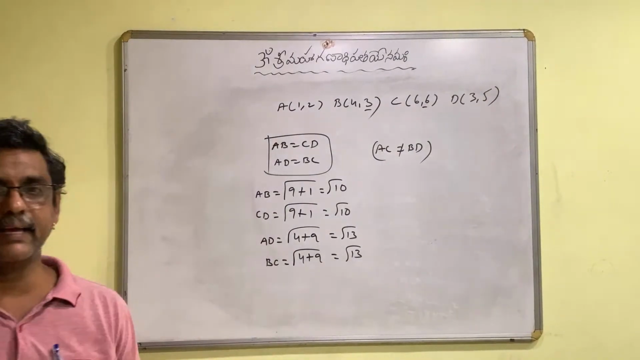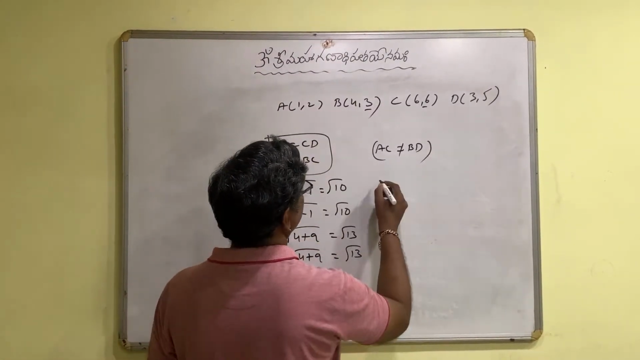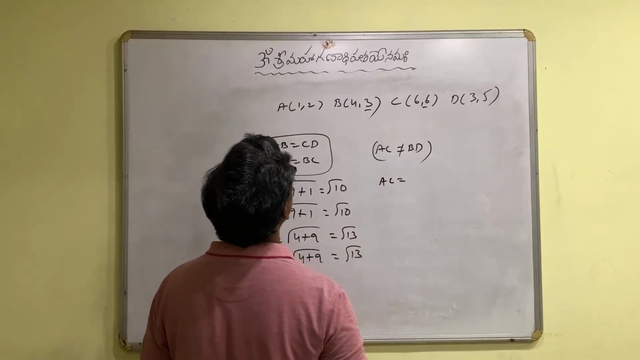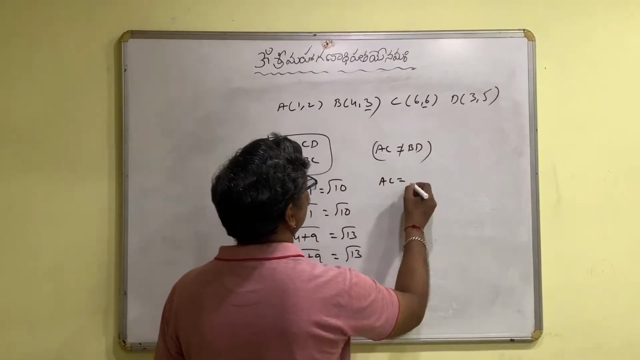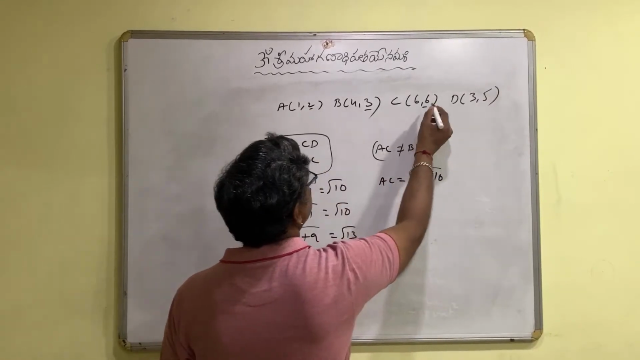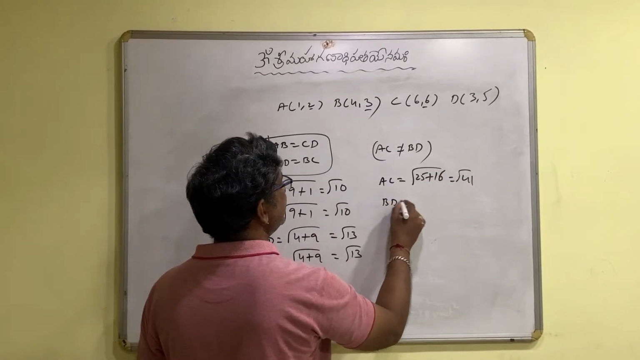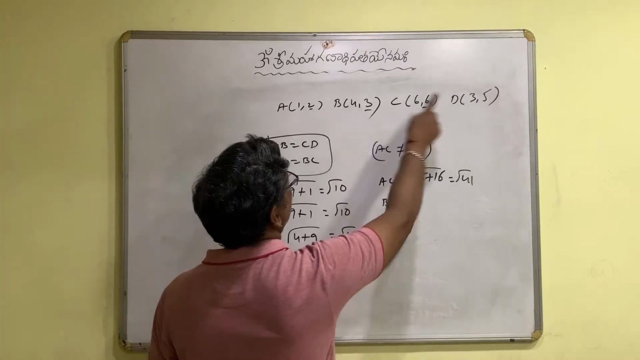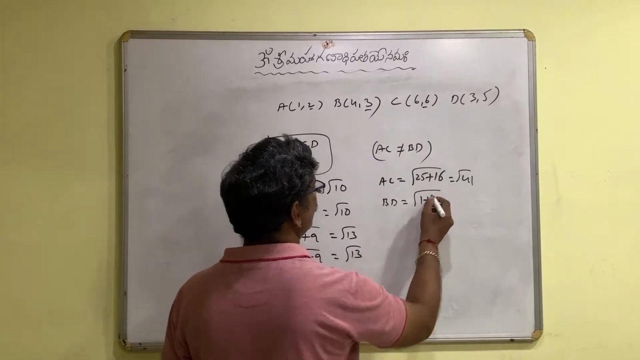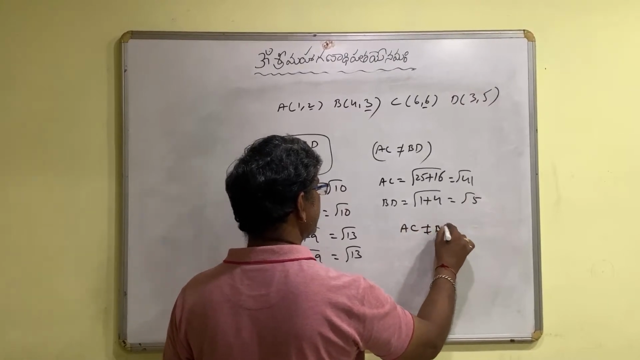AB is equal to CD, AD is equal to BC. Satisfied. Now AC. AC distance: 1 minus 6 is minus 5, root over 25 plus 16, 2 minus 6 is minus 4, 16, under root over 41. Now BD: 4 minus 3, 1, square root over 1; 3 minus 5 is minus 2, square 4. Root 5. So AC is not equal to BD.